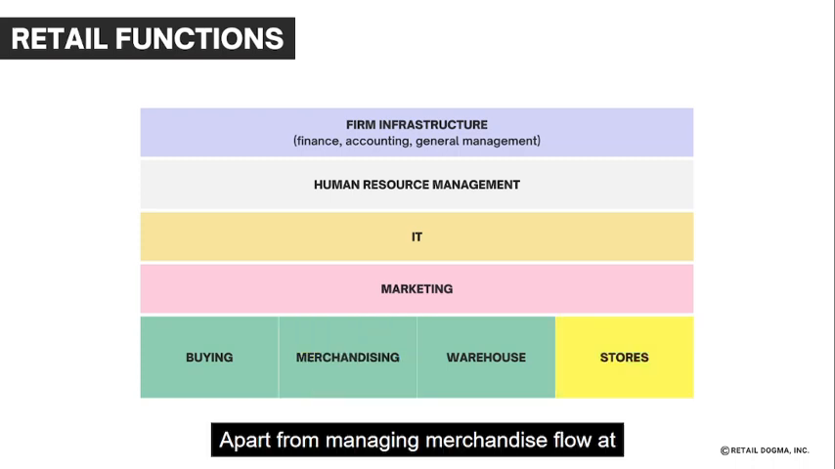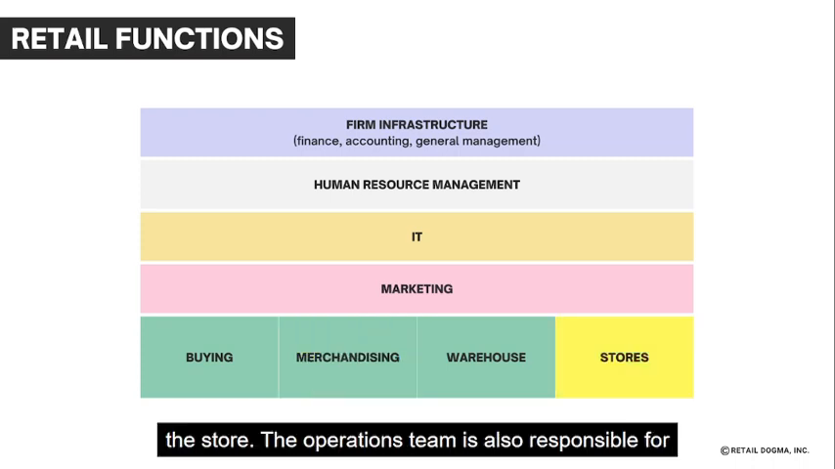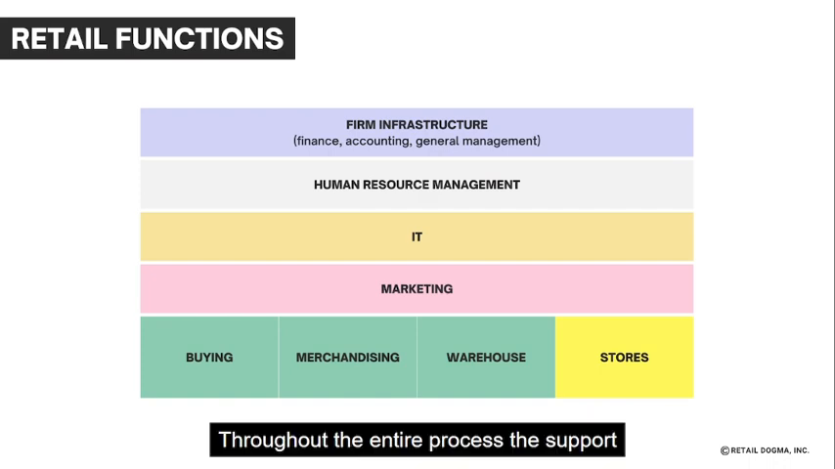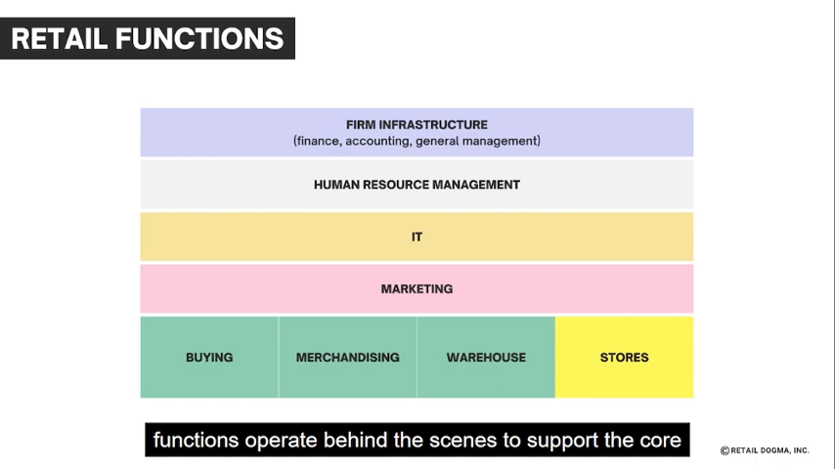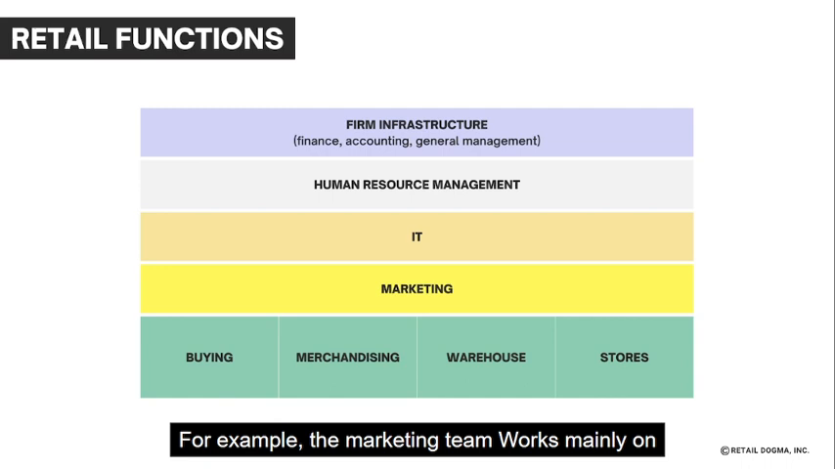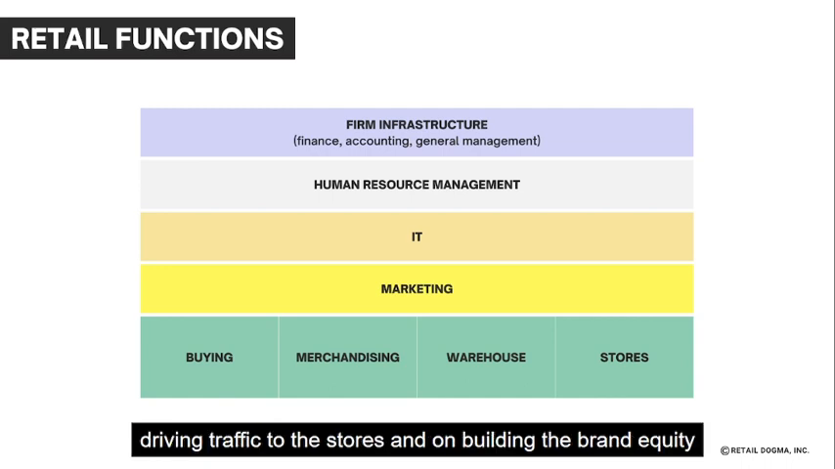Apart from managing merchandise flow at the store, the operations team is also responsible for delivering the sales targets, delivering a great customer experience at the store, and maintaining the brand standards at the store by operating according to the company's SOP. Throughout the entire process, the support functions operate behind the scenes to support the core functions. For example, the marketing team works mainly on driving traffic to the stores and on building the brand equity and positioning the brand in the minds of the target market.